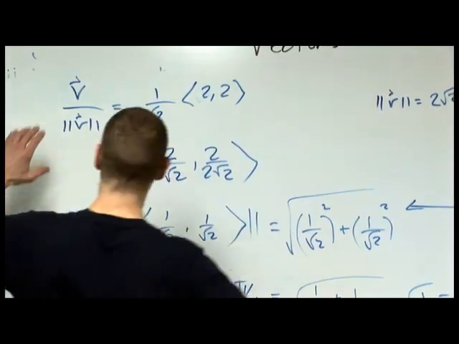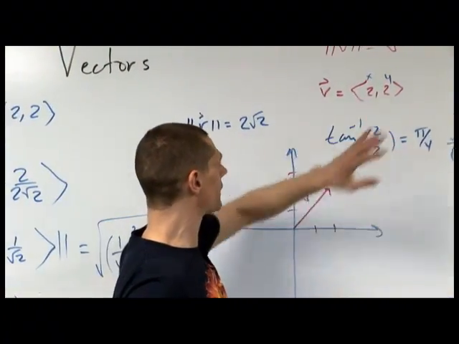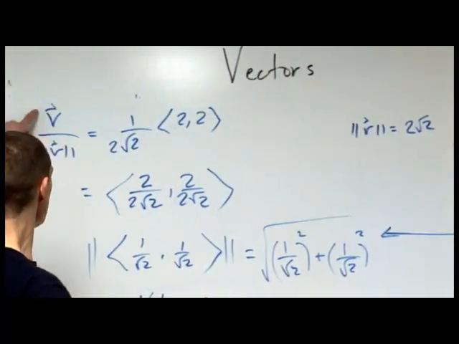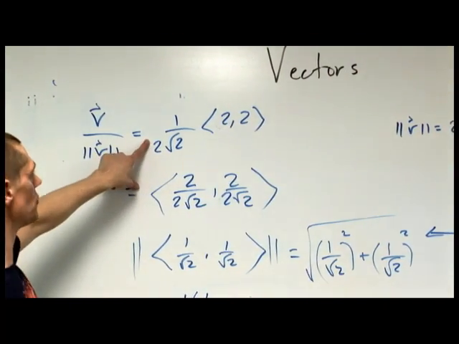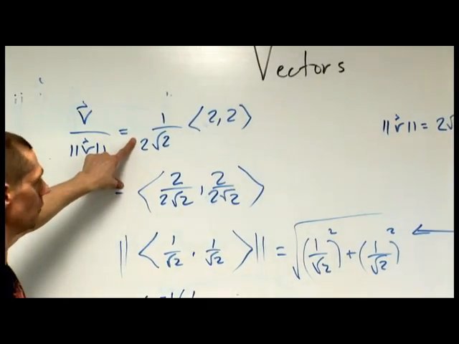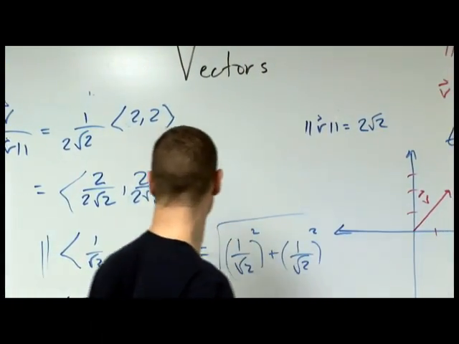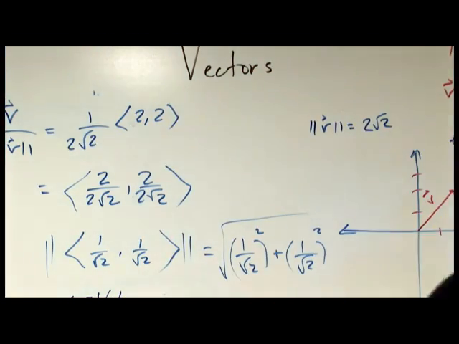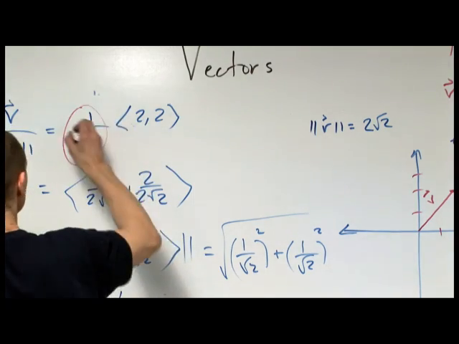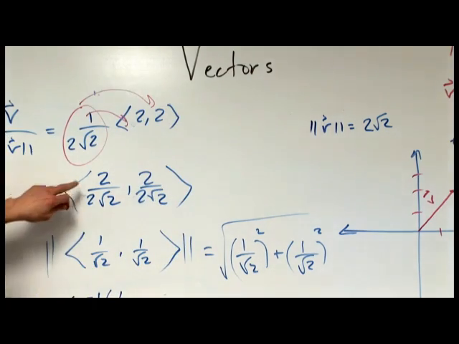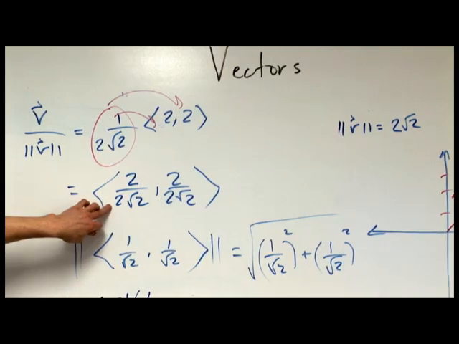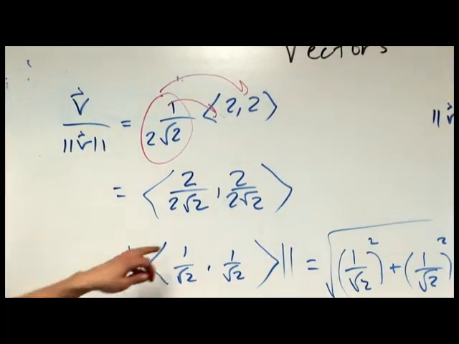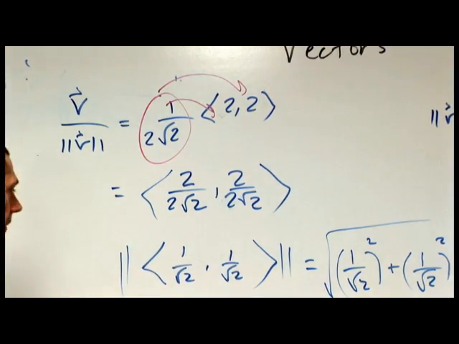For this, we determined that the unit vector for the vector v, which is (2, 2), is by definition the vector divided by its norm, which is 1 over 2 times the square root of 2, because the norm of v is 2 times the square root of 2. This is a scalar, so we can bring it inside the bracket notation. Bam, bam, and we get 2 divided by 2 times the square root of 2, comma, 2 divided by 2 times the square root of 2. This is 1 over the square root of 2, 1 over the square root of 2.